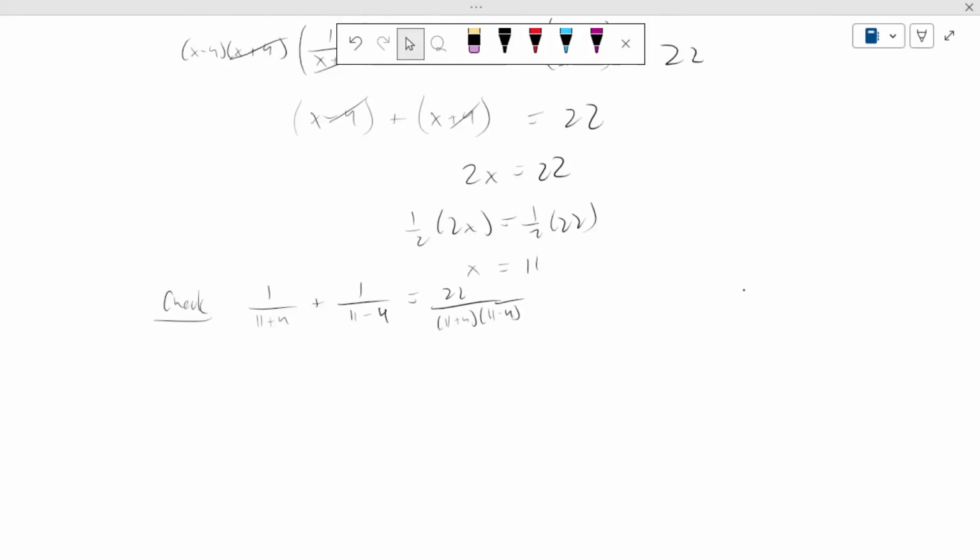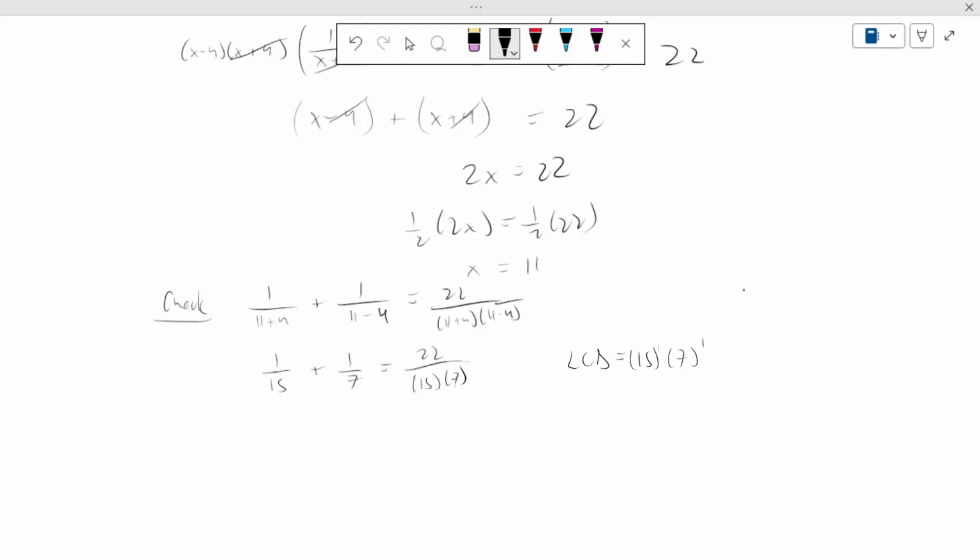All right, so let's simplify it a little bit. We have 1 over 15 plus 1 over 7 is equal to 22 over, well, this is just a 15 times a 7, right? So it seems like we're going to need to multiply both sides of the equation by 15 and by 7 in order to clear the denominators, right? Your least common denominator is 15 to the first power times 7 to the first power, right?